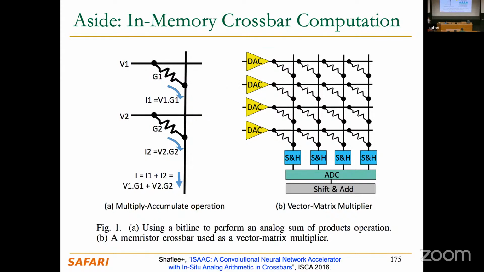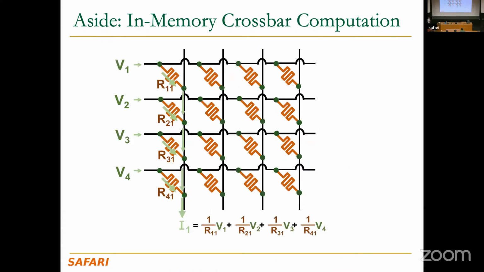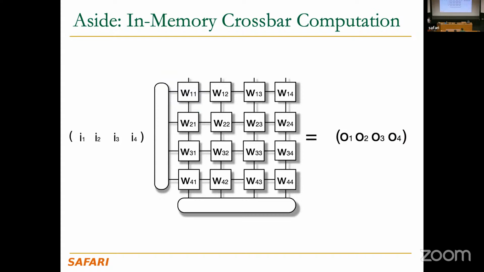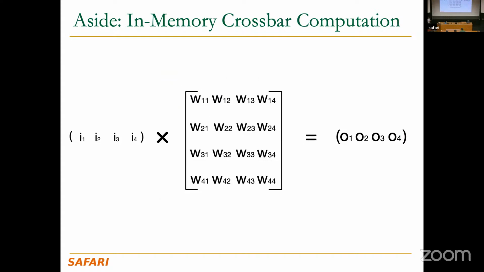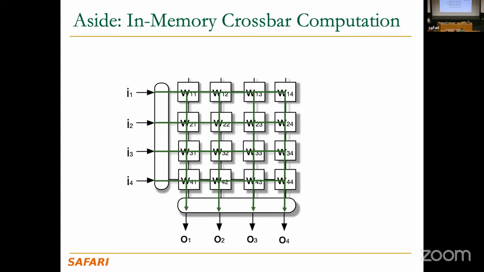So the ReRAM substrate over here uses the Kirchhoff principle to do multiply-accumulate operations in constant time. And people have been using this idea for neural network acceleration, because we can map the activations to different resistance levels and then do this quite efficiently.